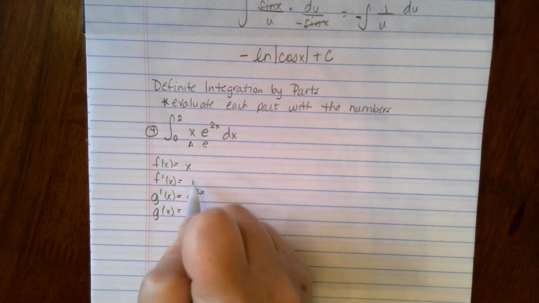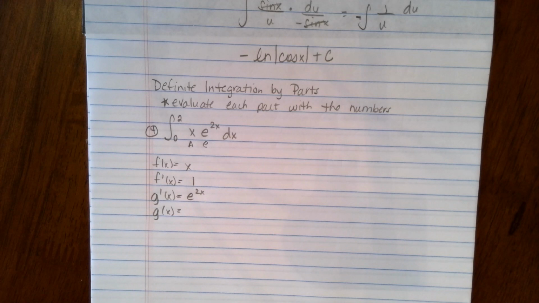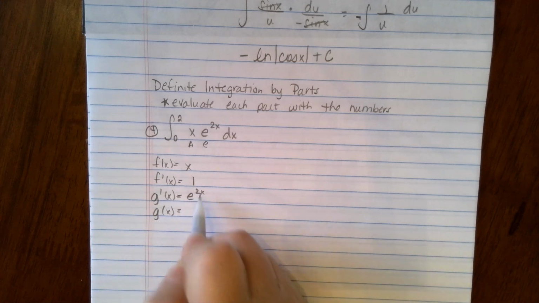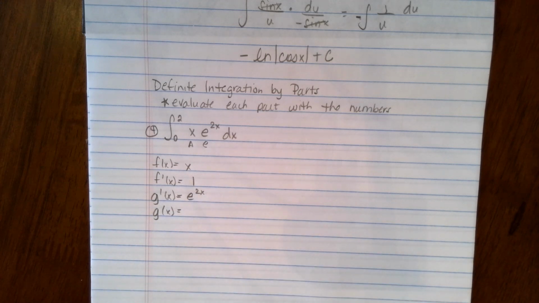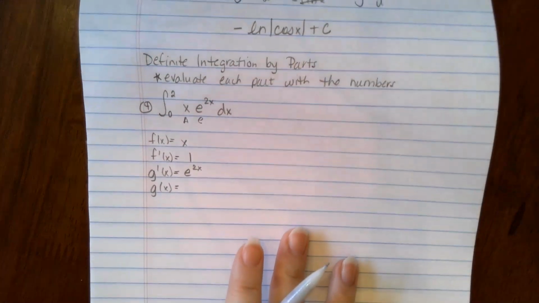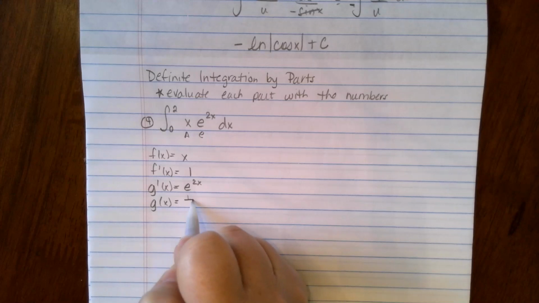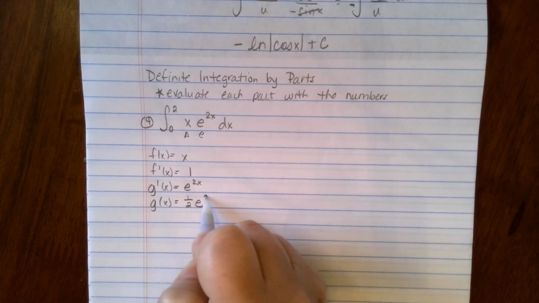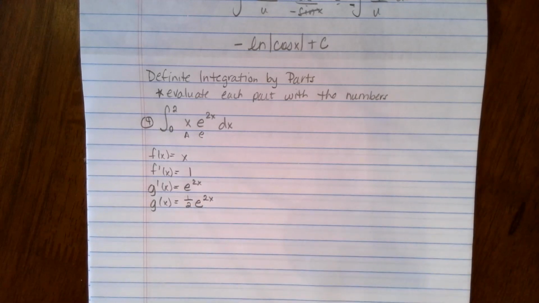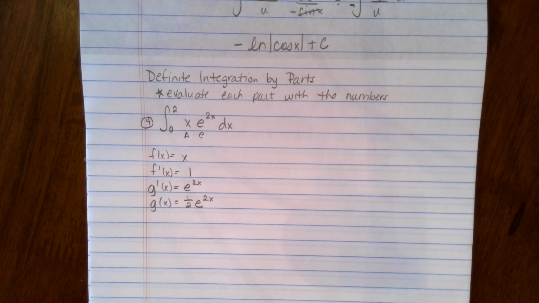All right, so deriving x, you just get 1. Integrating e to the 2x, remember, that's a u substitution of 2x being our u. So that means we're going to have a 1/2 out in front, e to the u. So it's 1/2 e to the 2x. Now, if you don't remember that, go ahead and do your u substitution over to the side, and then check to see that it is 1/2 e to the 2x.